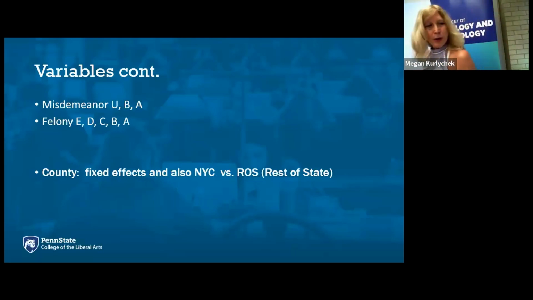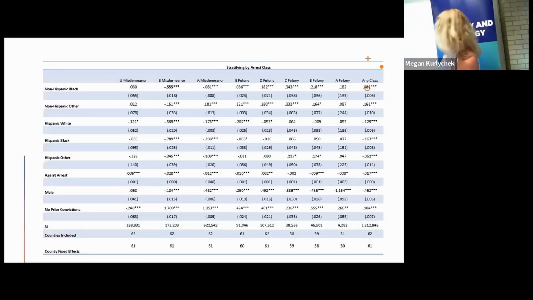And we've run this two ways, county fixed effects. There's 62 counties in New York. And we've also run it just with New York City versus the rest of the state. The next model has the county fixed effects.